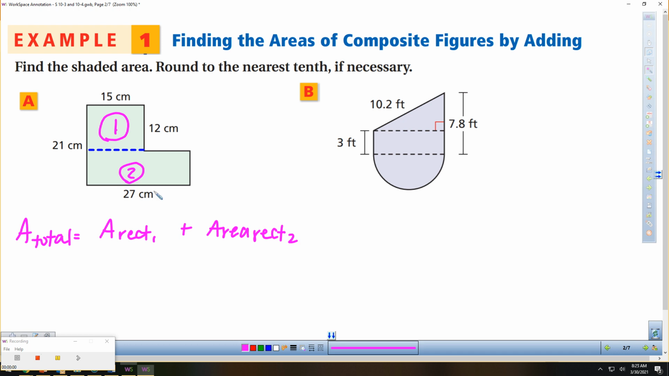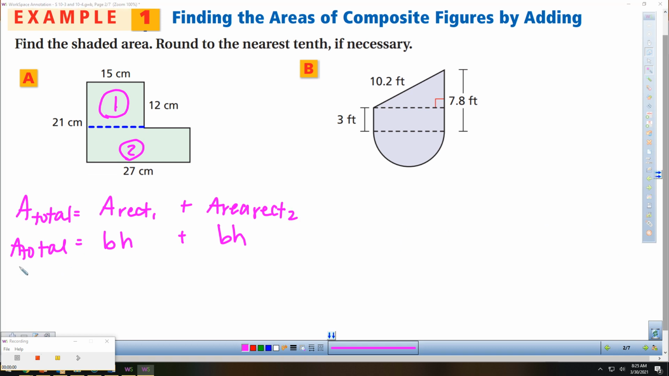Okay? So, my total area, let's write out our area formulas. What is the formula for the area of a rectangle? Base times height. Plus, what's the area of another rectangle? Base times height. So we're going to do base times height of the first one plus base times height of the second one. Alright?